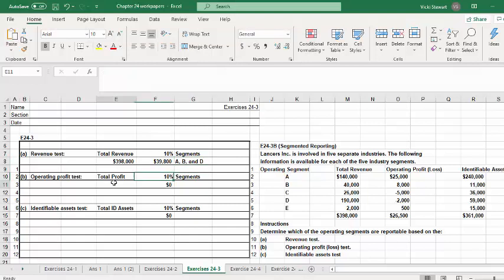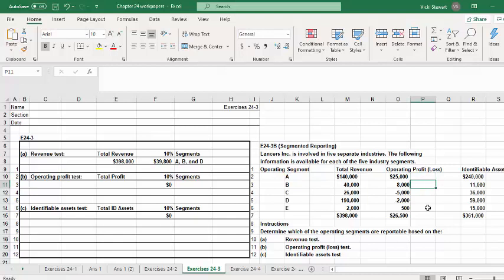The next test is the operating profit or loss test. So we first look to see whether or not for all of the operating segments, there is an overall sum that is a profit or a loss. And in this case, when we sum all 5 of these, we get an overall profit. So this test is done based on the total of the segments then that reported a profit.